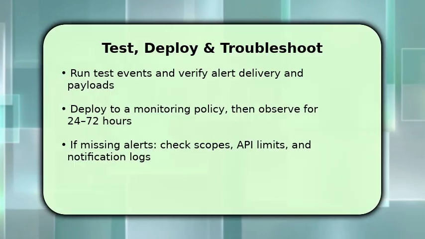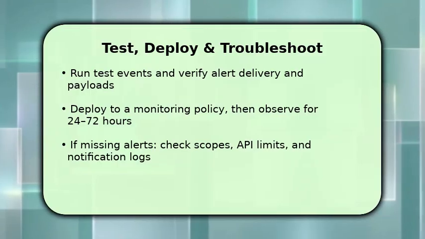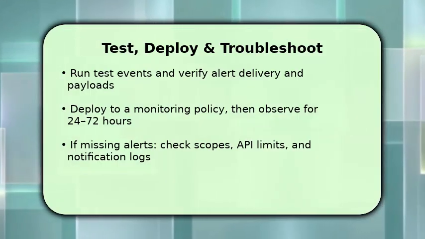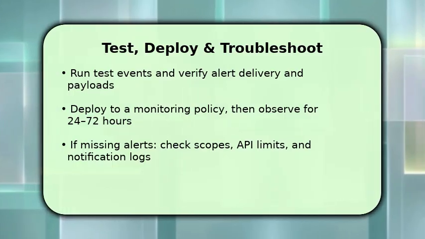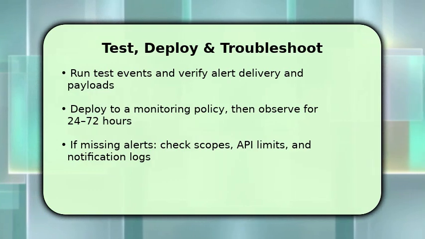If alerts don't appear, check 3 common issues: resource scope or tag mismatches, API rate limits or authentication failures, and notification endpoint logs. Making those quick checks will resolve most problems and keep your alerting reliable.